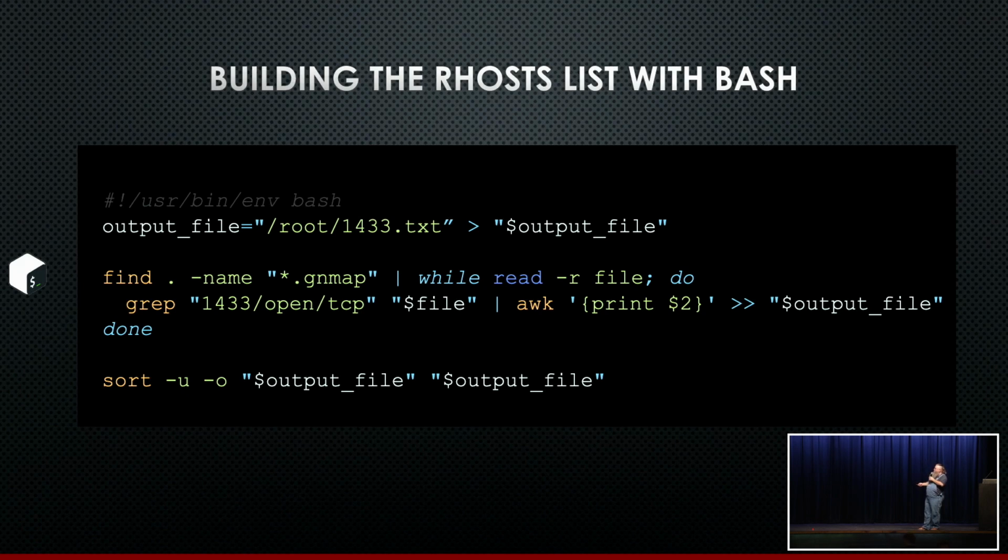Now going back to bash for a second. In this case, we're saying what is the output file that we want to create. We're creating 1433.txt.